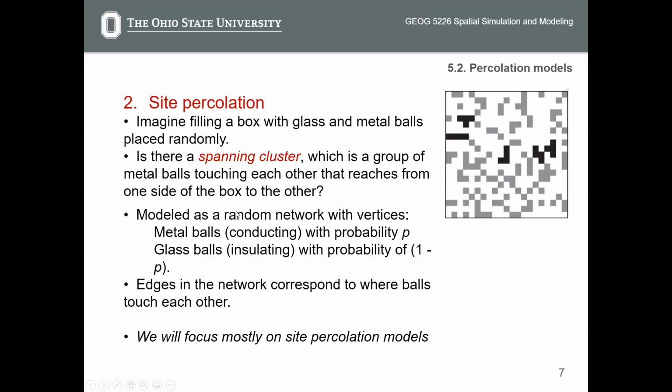Okay, so site percolation can be modeled as a random network of vertices and metal balls with probability P, or you can say proportion P, and glass balls with probability 1 minus P. Edges in the network correspond to where balls touch each other. So in site percolation, we use the Von Neumann neighborhood to differentiate different clusters.